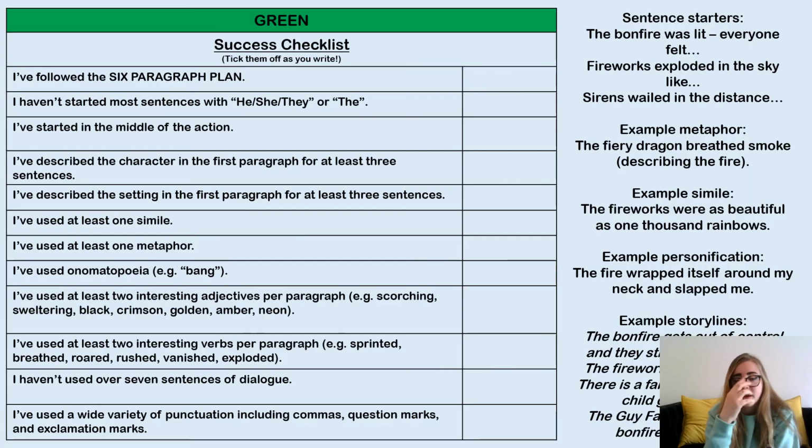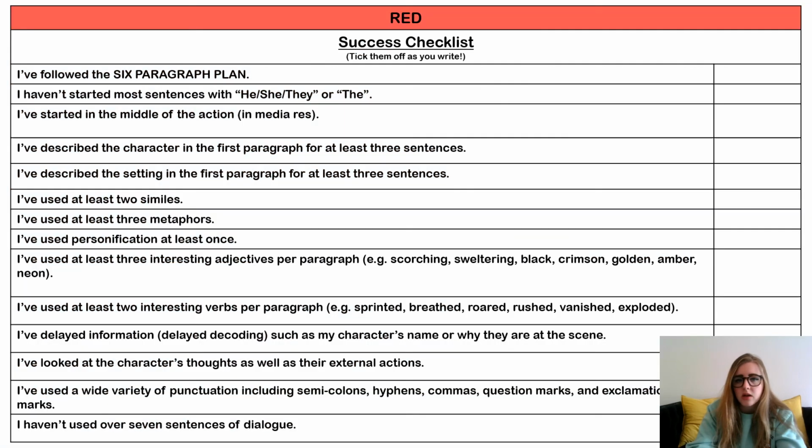Okay, so again, it's going to go through green, red, black. Green being the easiest, red being middle, black being hardest. So basically, if you want, you can pause this and you can steal it. If you're trying to practice writing, these sentence starters are based on an image of bonfire night, I think, with some fireworks. So if you're practicing, you might want to use these success checklists.